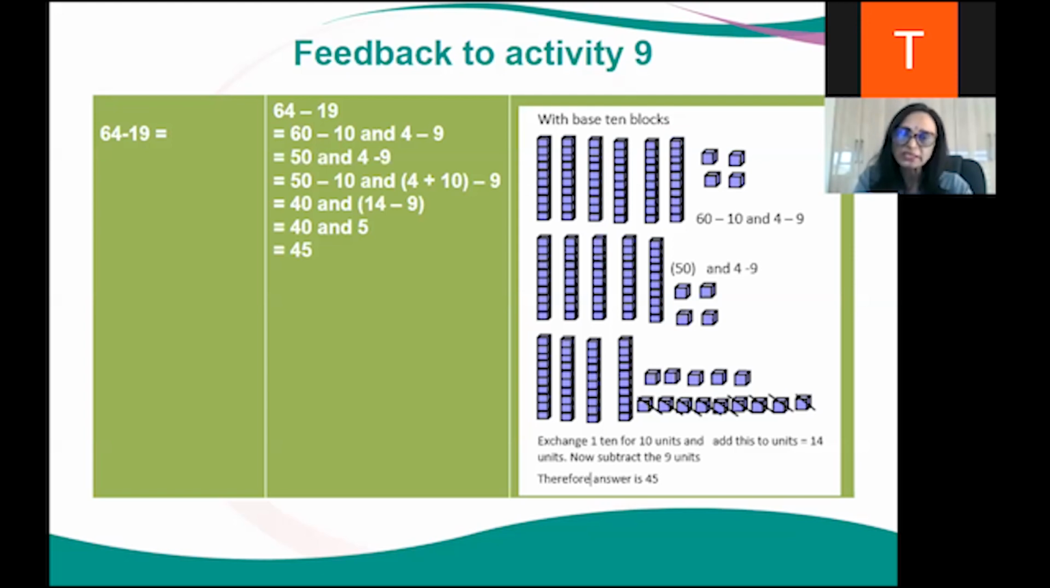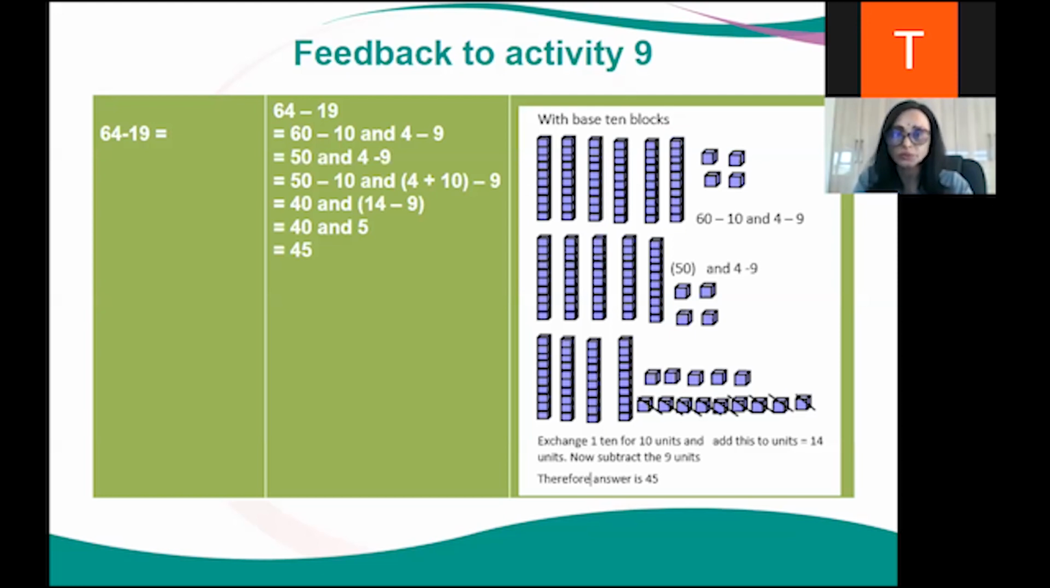So what we say is 60, take away the 10 from 19, and 4 from 64, take away 9 from 19. Can you see what we have done? We've brought the tens together and we brought the units together. Then 60 minus 10 will give you 50, and 4 minus 9. But now we know that 4 cannot take away 9. So we've got a problem there.